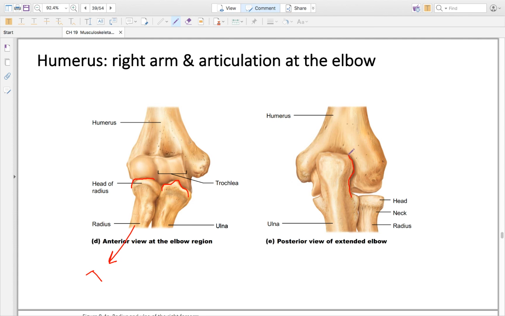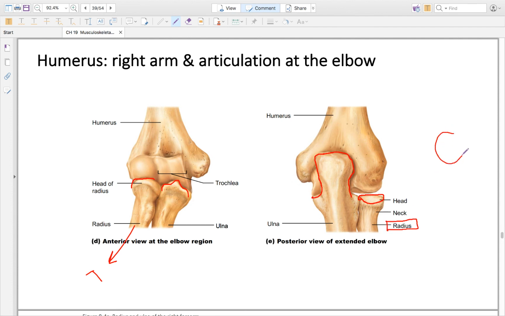It hooks on to the trochlea. And if you look at the head of the radius from this angle, it makes a perfect circle. And a great way to remember the radius is to think of a circle.